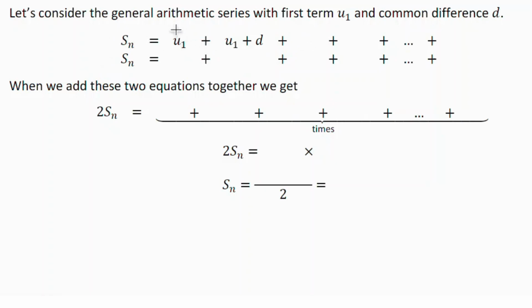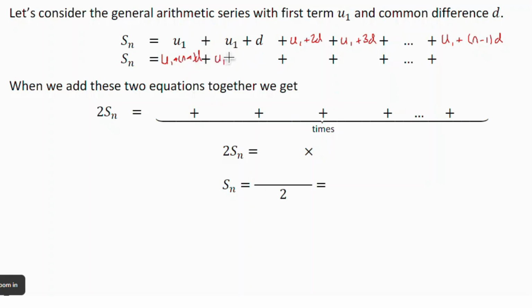What is Sn? It's u1 plus u2 plus u3, but u3 we're going to write as u1 plus 2d, plus u4, which we're going to write as u1 plus 3d, all the way up to the nth term, which is u1 plus n minus 1d. And then we're going to write that same series out, but in the opposite order. Doesn't change the value, we're just going to write it in the opposite order so we can combine terms in a moment. So this is going to be u1 plus n minus 1d.